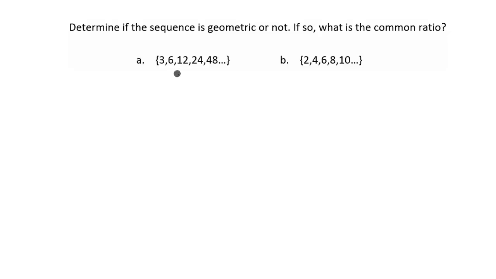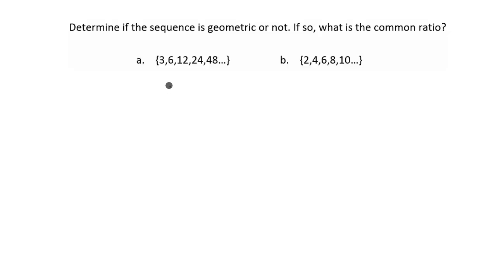next number. As you can see, we have 3 to start off our sequence, and we multiply that by 2 to get to 6. And we also multiply 6 by 2 to get to 12. We multiply 12 by 2 to get to 24. And we multiply 24 by 2 to get to 48. So we keep multiplying each of our numbers by 2 to get to the next one. So then 2 is going to be the common ratio. So that means it's geometric.